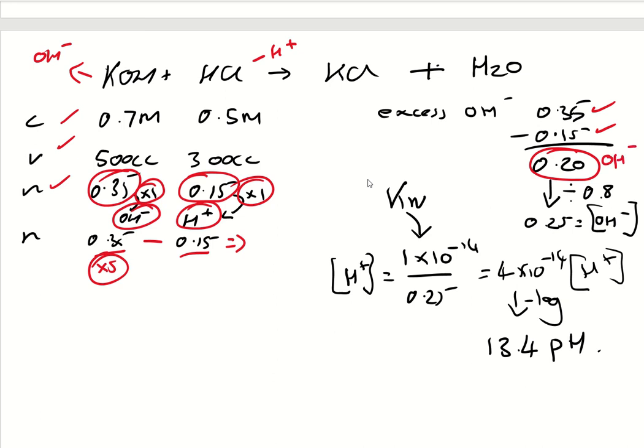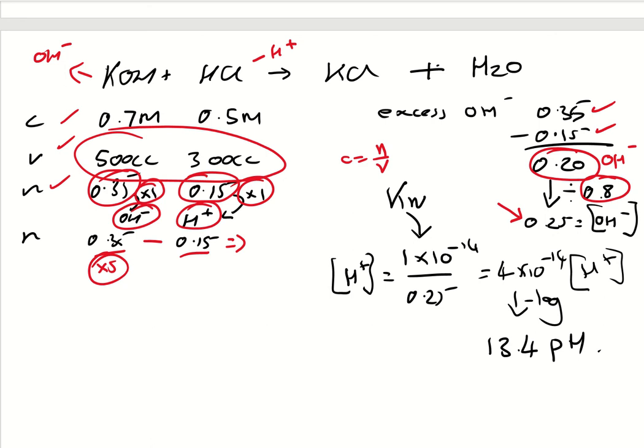Remember, I've got to convert that, however, into concentration, so c equals n divided by v. The volume is 500 and 300, so it's 800 over 1000, so it's 0.8. So my concentration this time, of hydroxide ions, is 0.25. Now this is where there's an additional step when you have the alkali in excess.